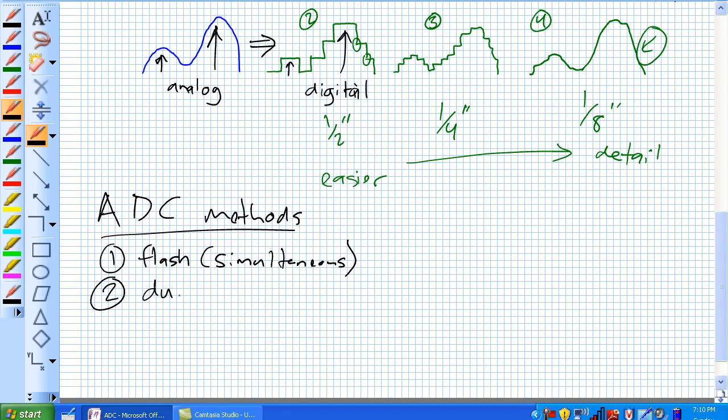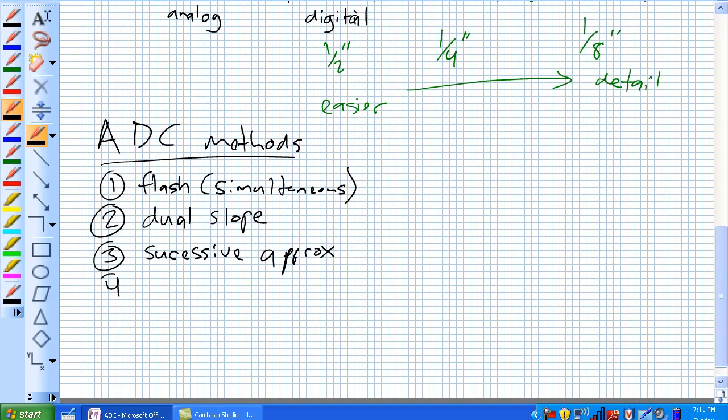Second one is dual slope. Third one is our successive approximation. And our fourth and final method, which we'll discuss, is our sigma delta conversion.